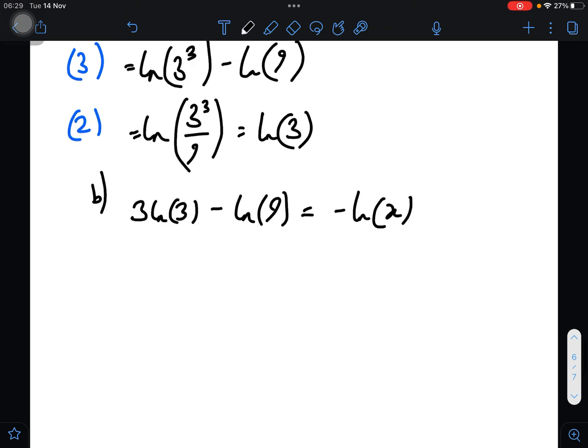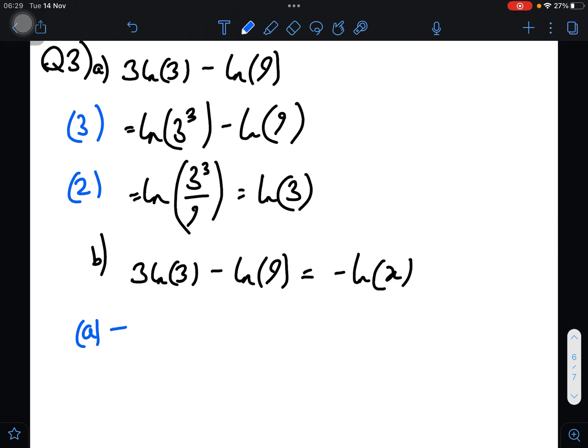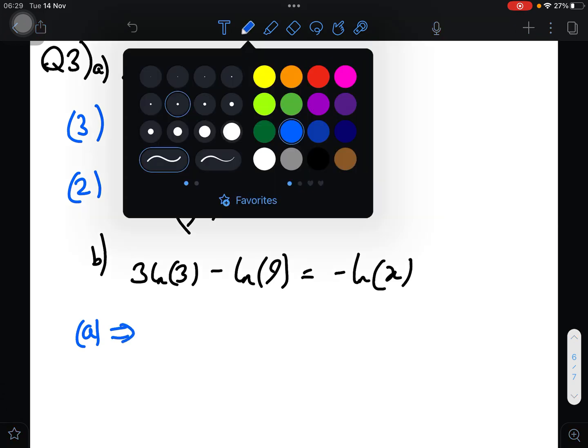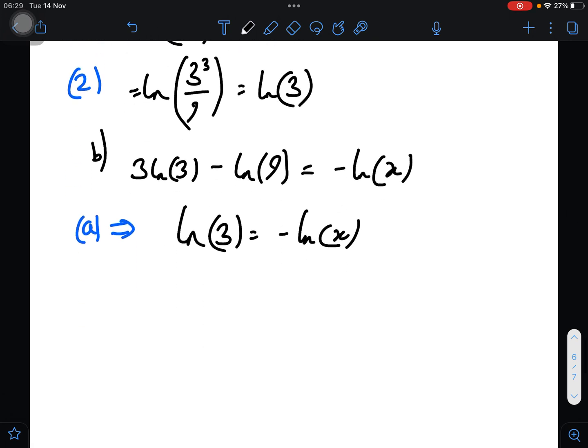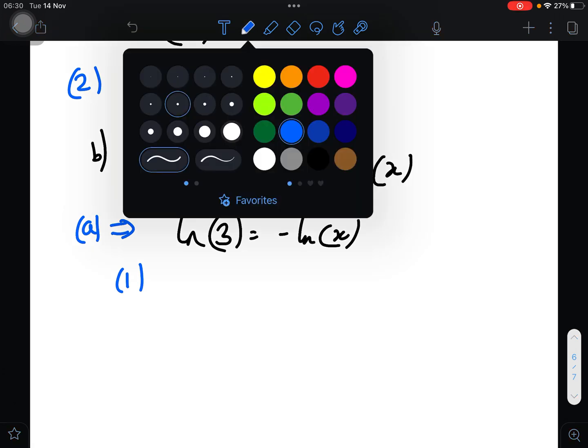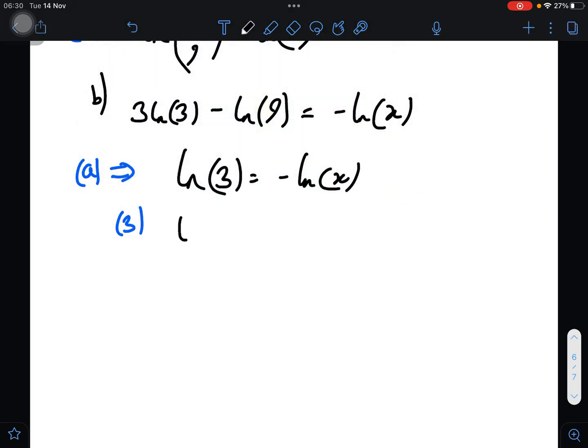So it's always worth mentioning if you use an earlier part of the question. So I'm going to say part A, and then I'm going to say implies, because it does. It implies that we've got ln 3 equal to minus ln of x. Well, now we have to use our rule 3, because we can't cancel with our minus in front of our x. So therefore we get ln 3 equals ln of x to the minus 1.